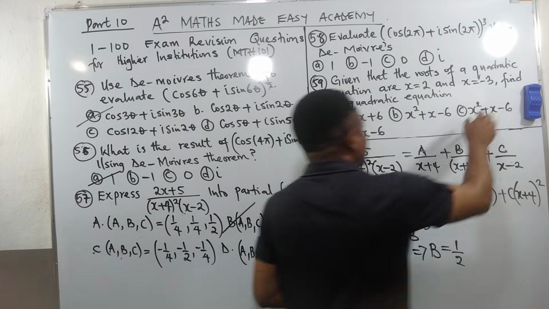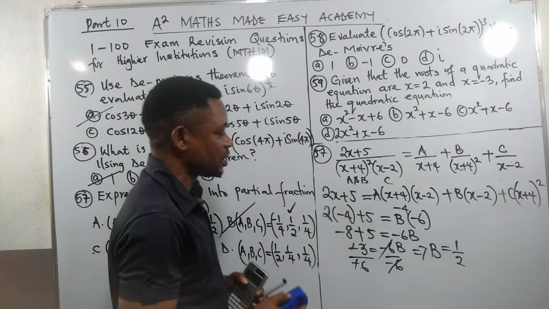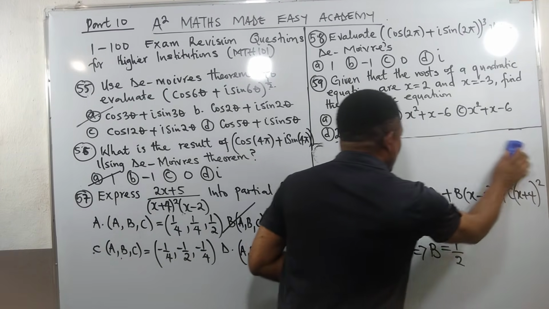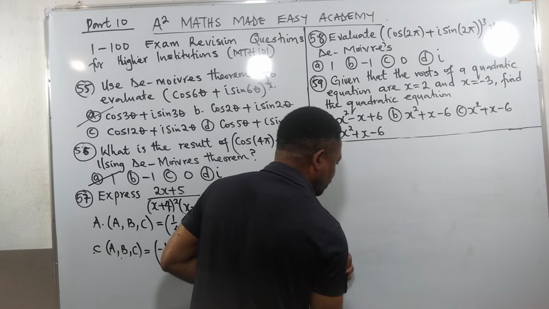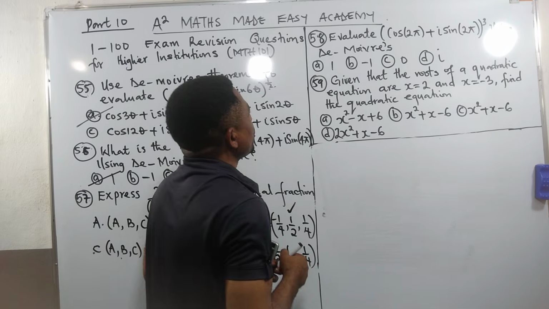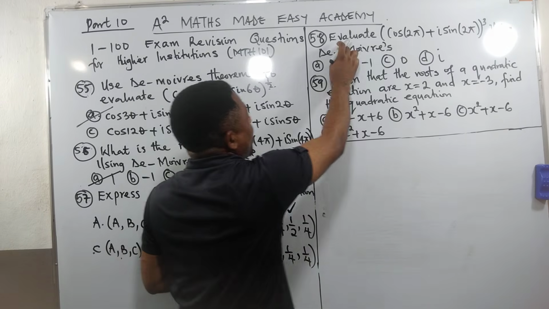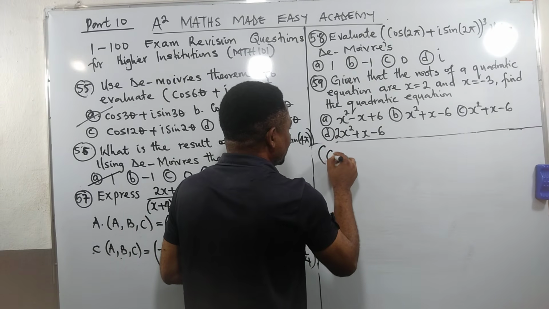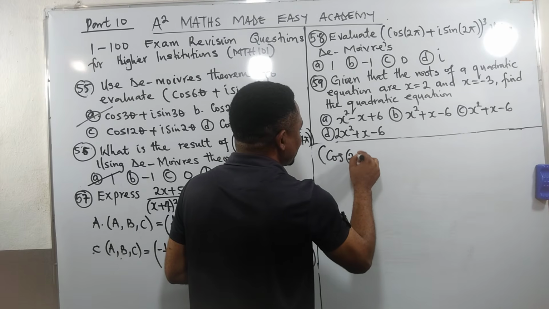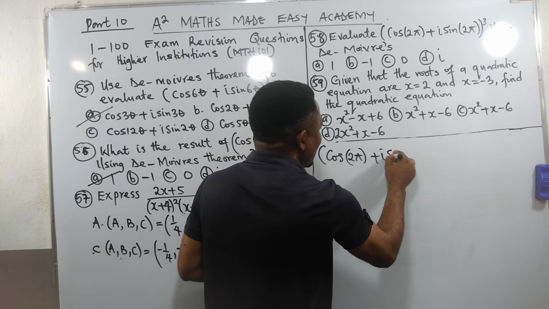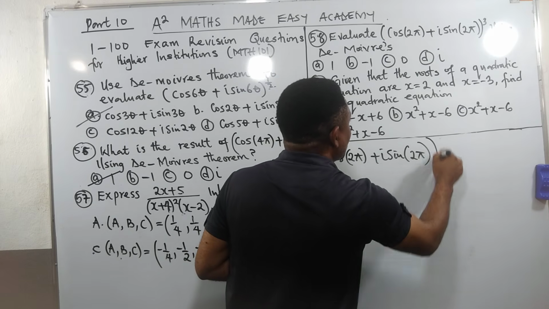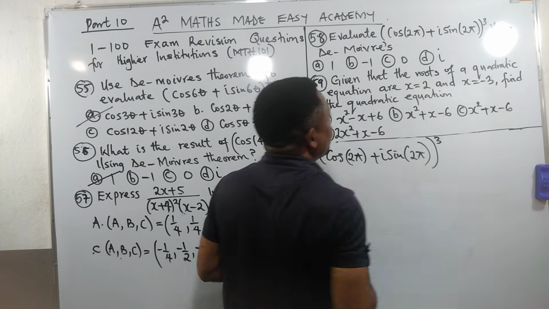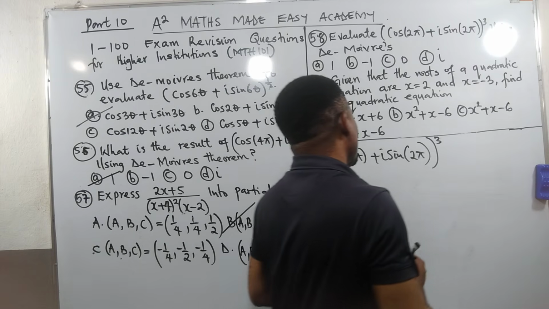Now let's move to question number 58. Am I communicating? Question number 58. What is the question talking about? We should evaluate open bracket cos 2 rad plus i sine 2 rad, close the bracket, raised to the power of 3, using De Moivre's theorem.